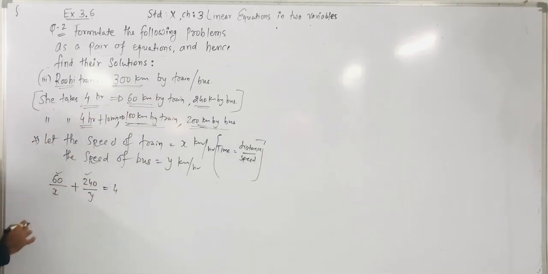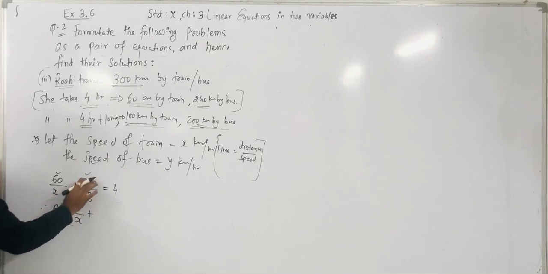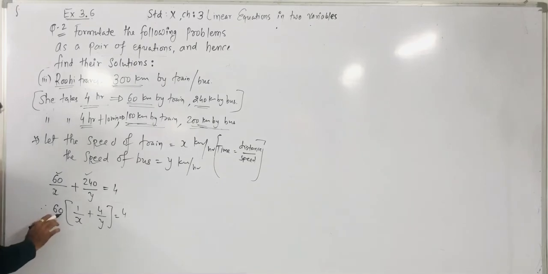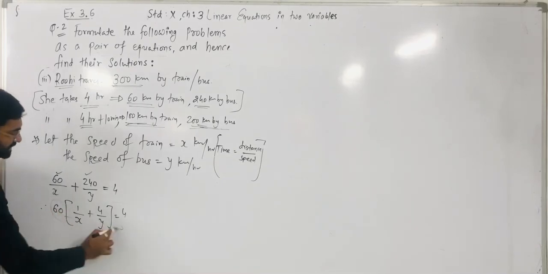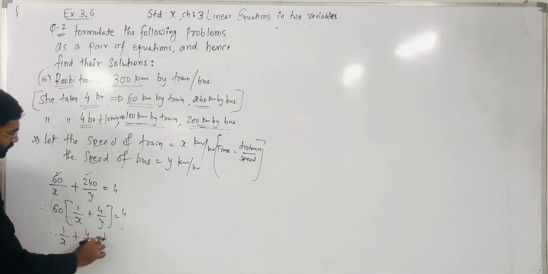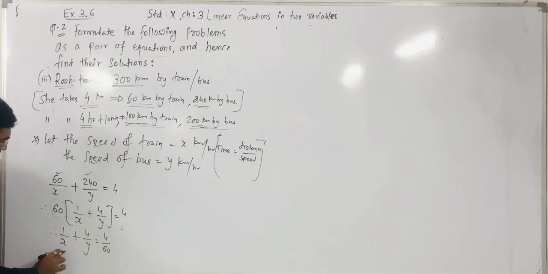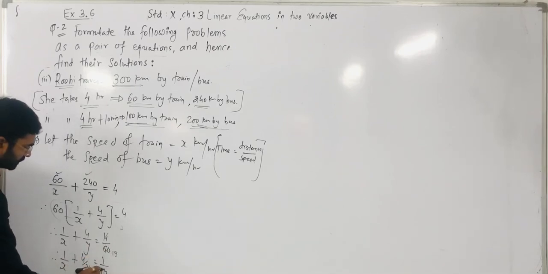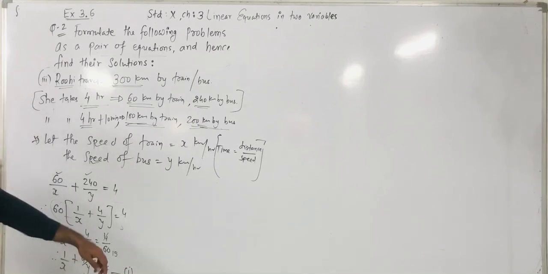Now see, both are multiples of 60, so we take 60 common. So we get 1 by x plus 4 by y is equal to 4. The 60 goes to the right-hand side in the denominator. So we get 1 by x plus 4 by y is equal to 4 by 60. 4 fifteens are 60, so 1 by 15. This is your equation number 1.